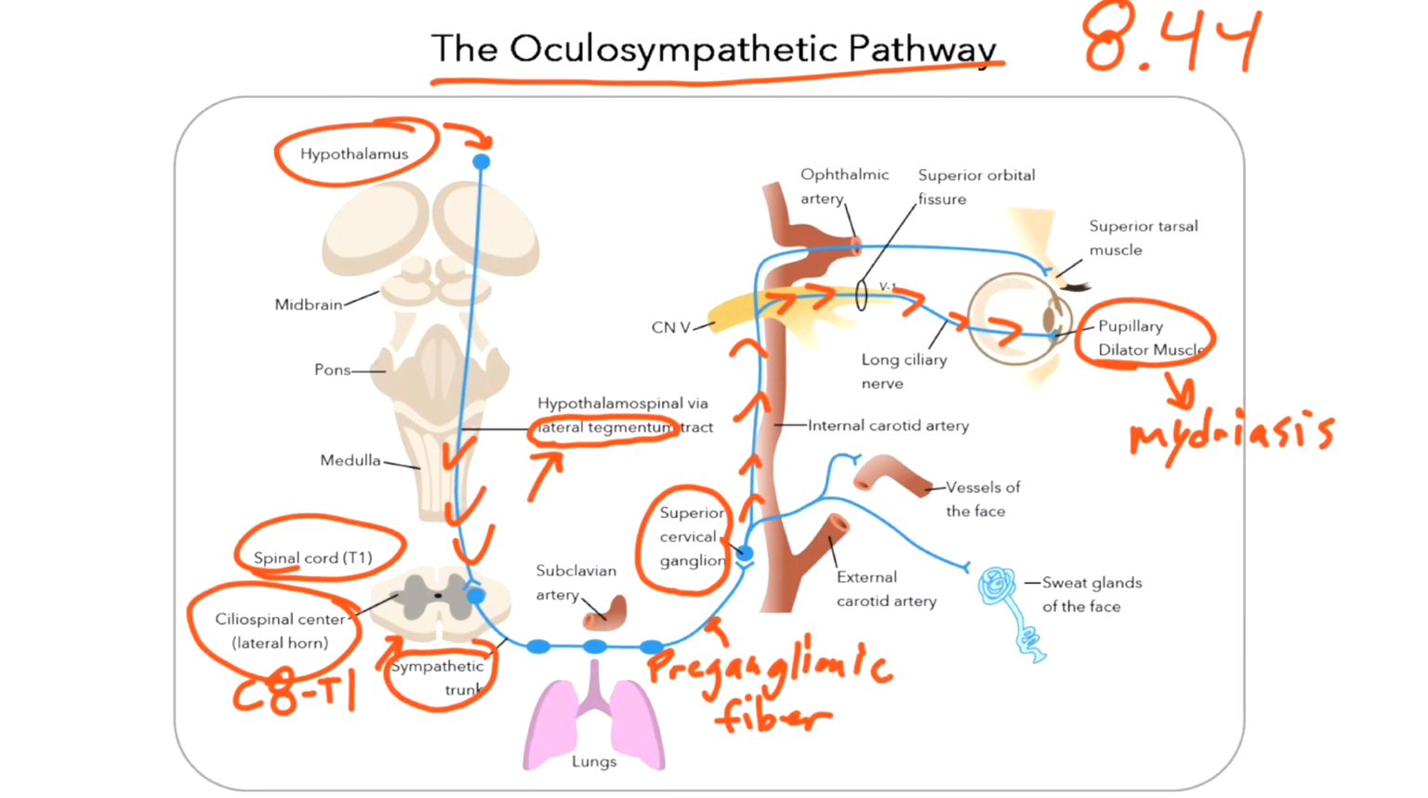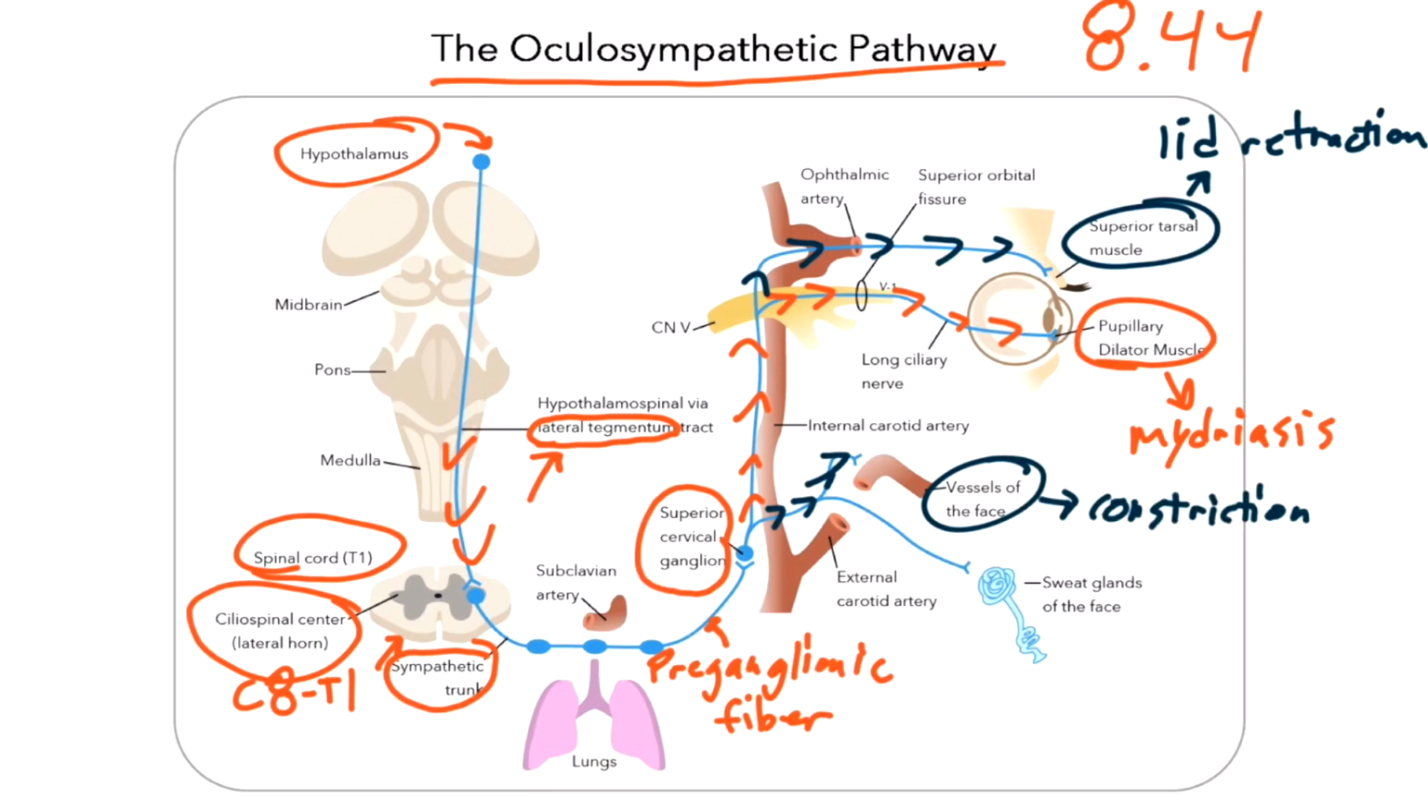So disruption of this sympathetic innervation will cause meiosis, or constriction of the pupil. The superior cervical ganglion also sends fibers to the superior tarsal muscle, which causes lid retraction. So with damage to the sympathetic innervation to this muscle, a patient will demonstrate ptosis, or drooping of the eyelid. It's also important to know that the superior cervical ganglion innervates the blood vessels of the face, causing constriction of the blood vessels. So denervation to this pathway would cause dilation of the blood vessels of the face, causing flushing.